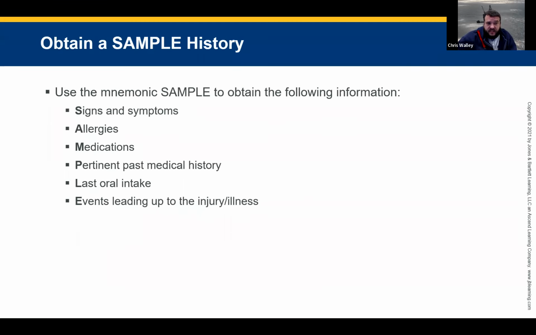So we're going to talk about SAMPLE. These are just mnemonics to help you remember things. OPQRST, SAMPLE, those help you remember how to ask questions and what information to write down. So use the mnemonic SAMPLE to obtain the following information: signs and symptoms, allergies, medications, past medical history, last oral intake, and events leading up to the injury or illness.